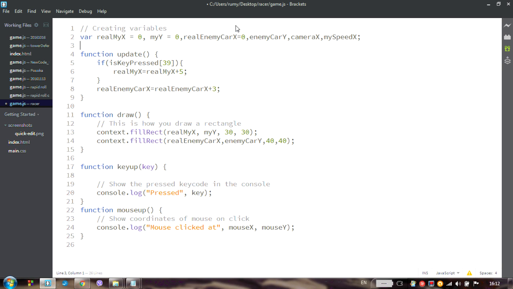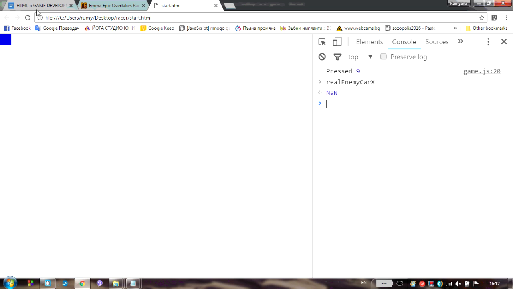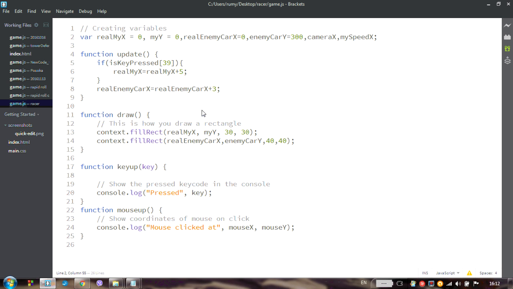So I'm going to say that the enemy starts from x0 just like the player, but starts a little bit down. So let's see the enemy now. It looks fine, and I can almost overtake him if I start in the beginning. So I think that everything is fine, except that, again, the camera is not moving at all.